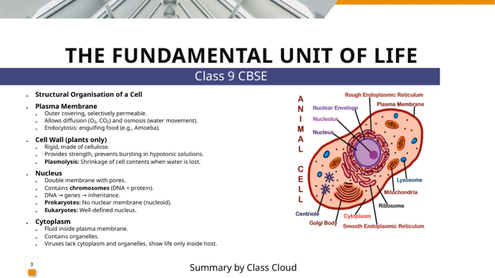Let's take a closer look at the structural organization of a cell, starting with the plasma membrane. This is the outer covering of the cell, and it's selectively permeable, meaning it controls what enters and exits the cell. It allows essential substances like oxygen and carbon dioxide to diffuse through, and water moves via osmosis. An interesting process here is endocytosis, where the cell engulfs food particles, which is common in organisms like amoeba.